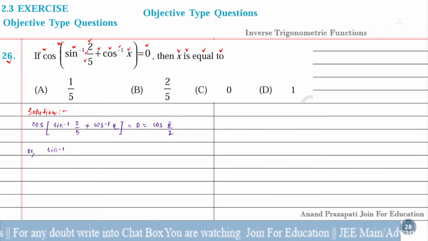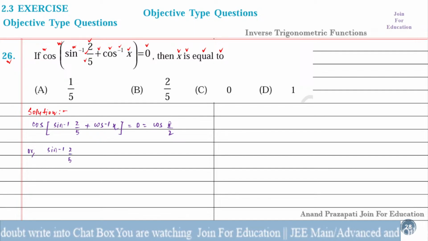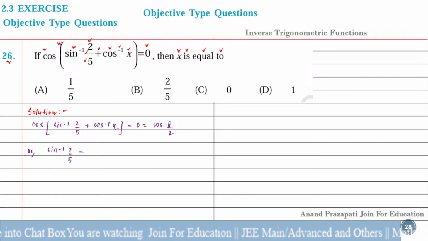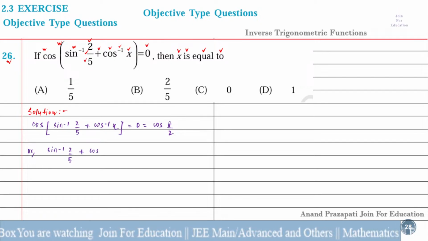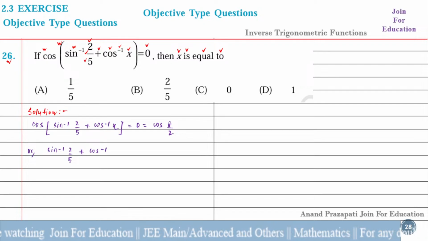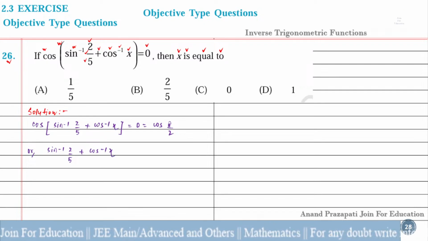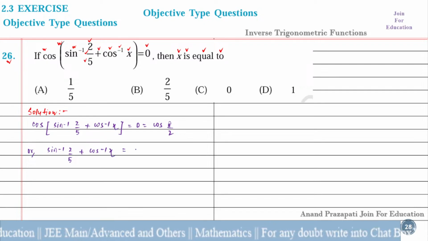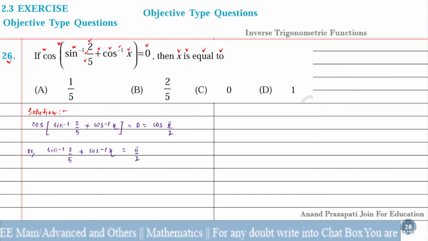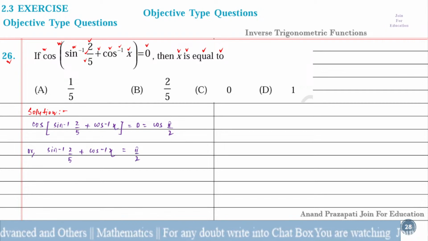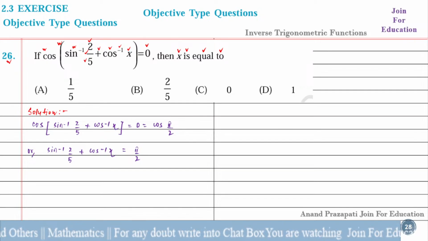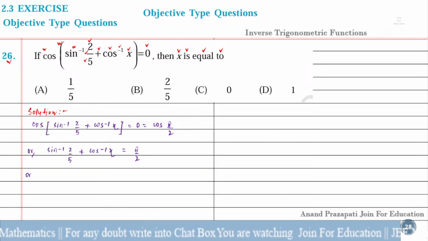sin inverse 2 by 5 plus cos inverse x equal to, we write down here, pi by 2. I hope there is no problem to understand up to this step. Let's see the next step.